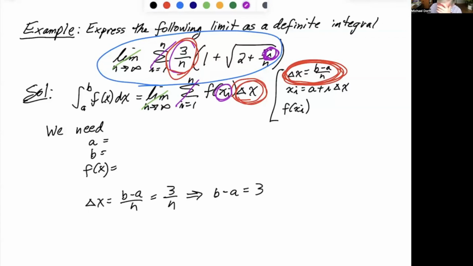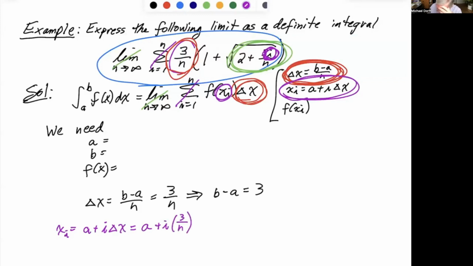Well, x sub i is going to look like a plus i delta x. And so I'm going to look at my original part here, and I'm going to see what has an i in it. I'm going to do this in green. This part has an i with it, and that looks like what I'm going to need for the x sub i. Maybe it helps to think of this too, as again, x sub i is a plus i delta x, but delta x is, we found out from before, 3 over n.